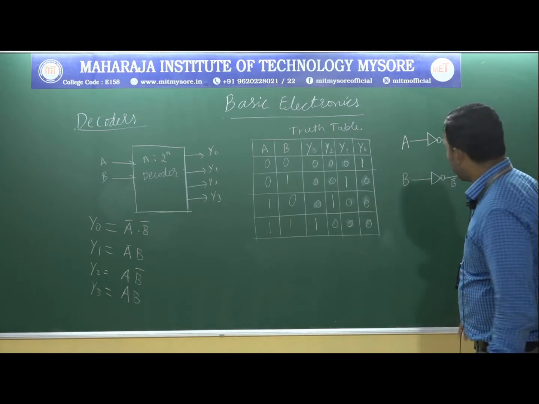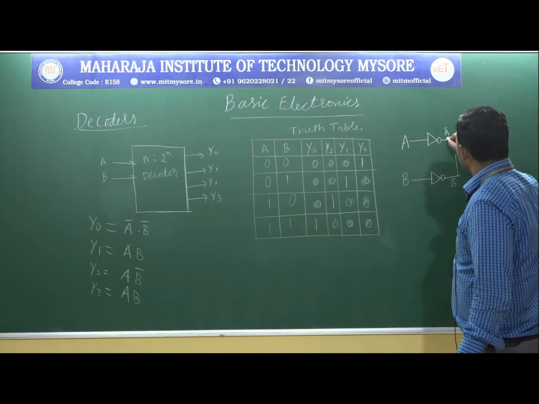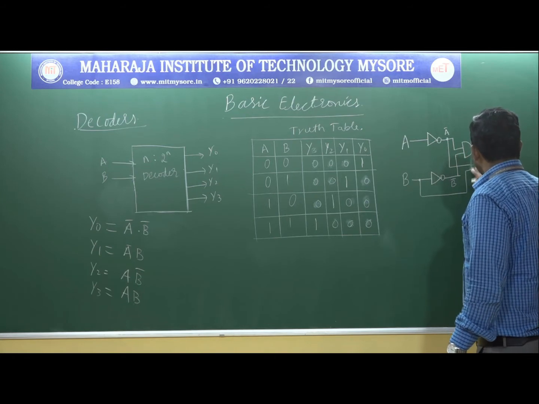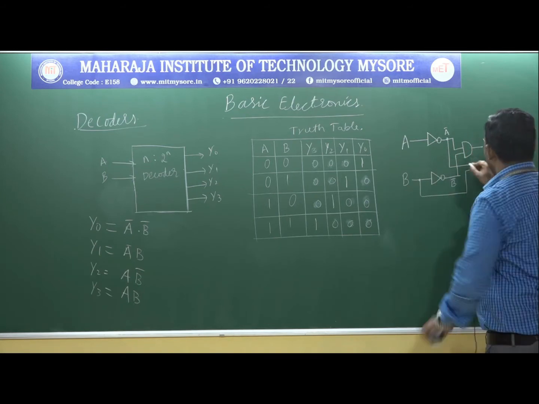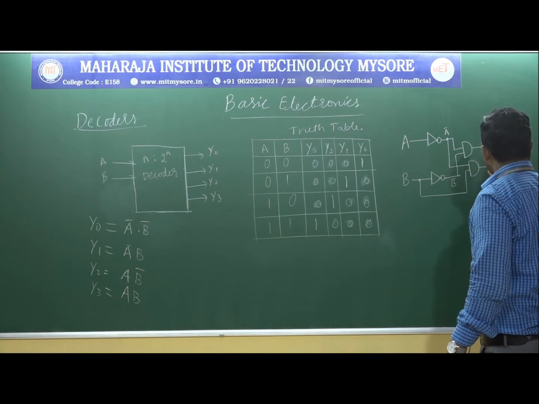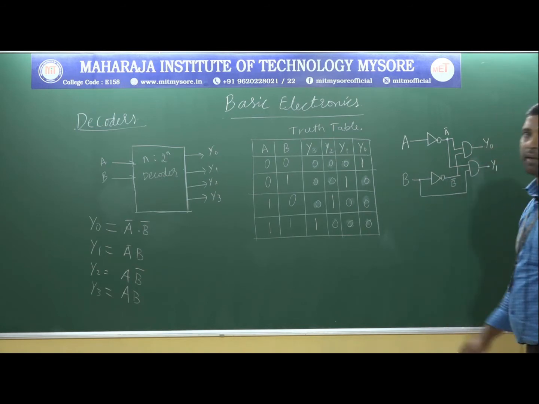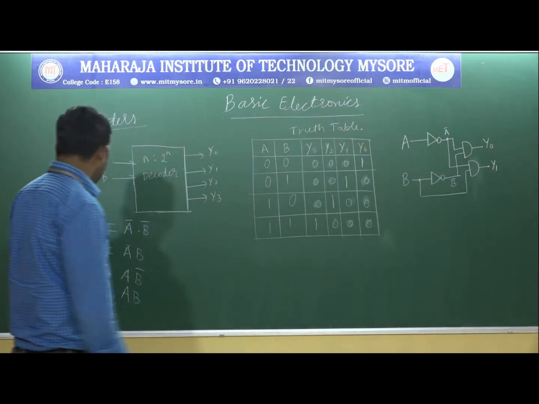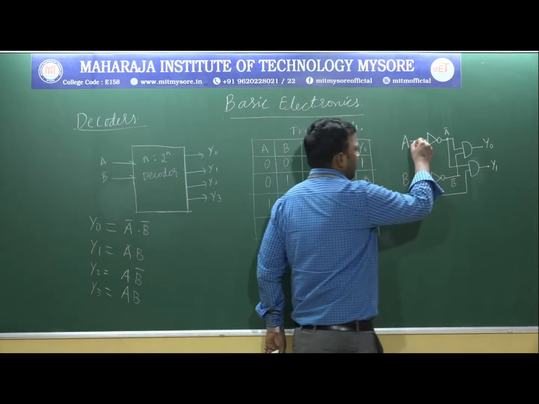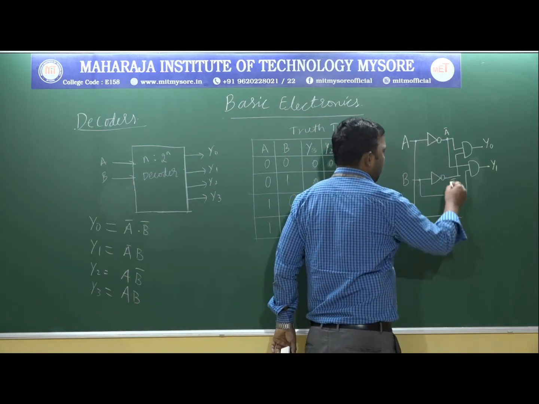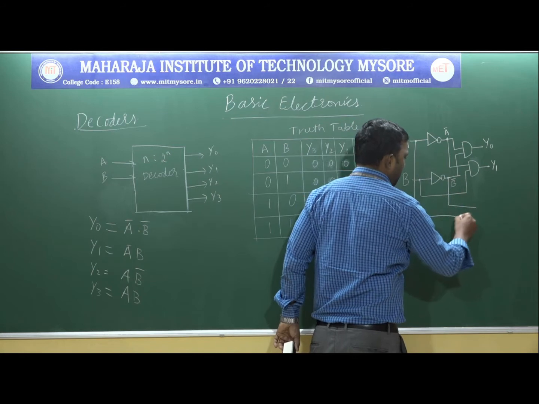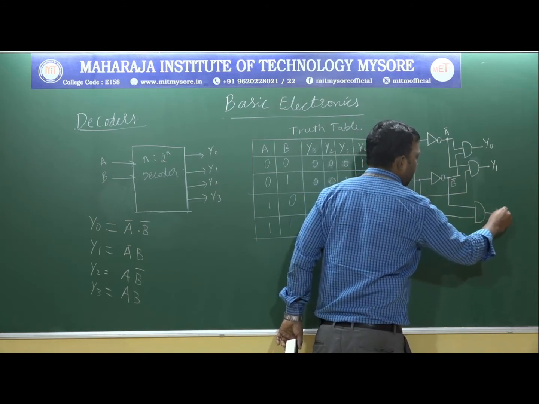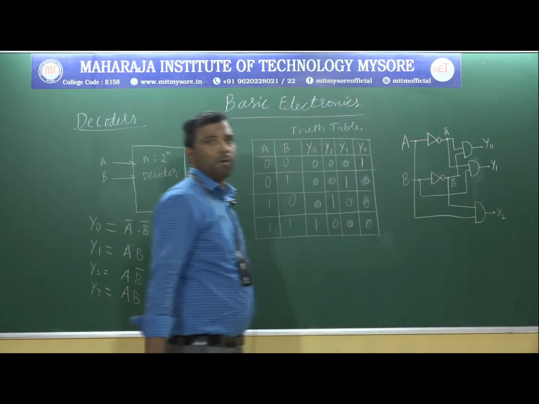Next, what we require? Y1 is required, A bar B. So consider this and this, and apply these two to the AND gate. This is nothing but Y1. Next is A B bar. We require A and we require B bar. Apply those two to the AND gate, that is Y2.